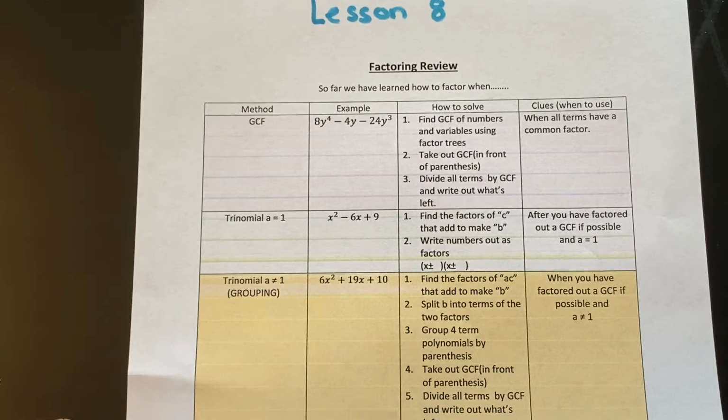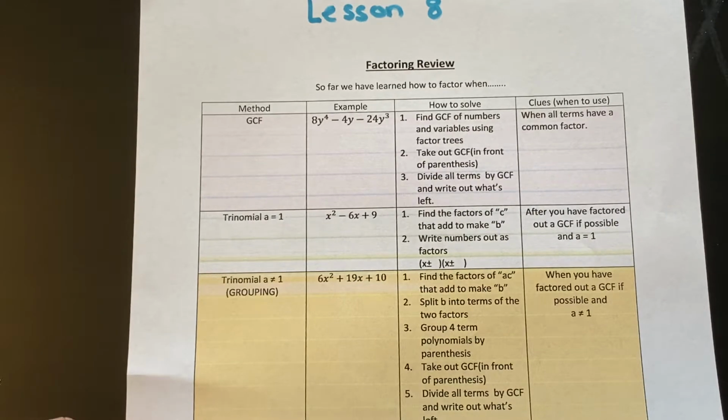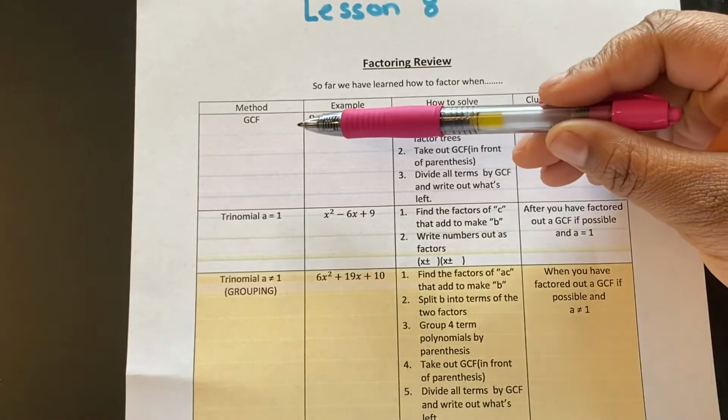So today we're going to do a factoring review. So far, we've learned how to factor when we can factor out a GCF, when it's a trinomial or a quadratic where the A term, the leading coefficient, is 1, and also when it's a trinomial or a quadratic where A, the coefficient term, is not equal to 1. So here you see we have all of those methods.